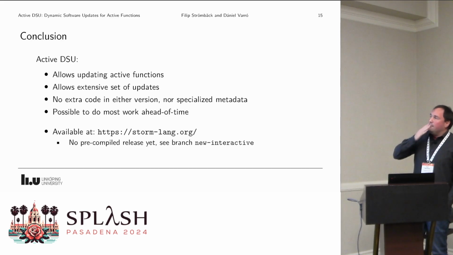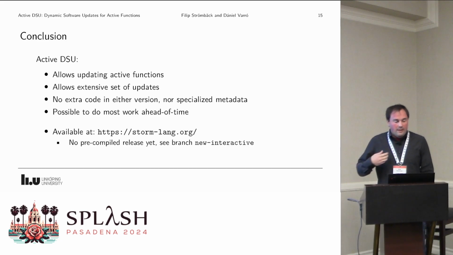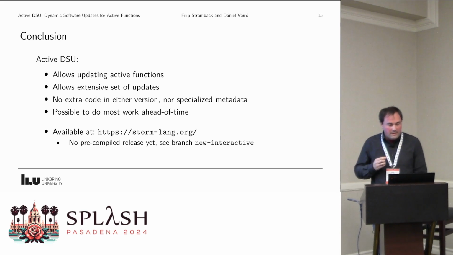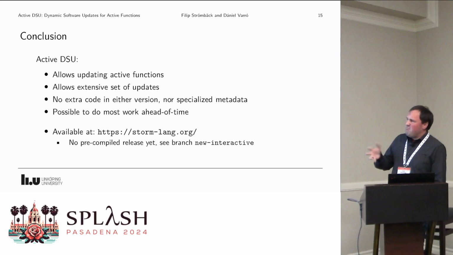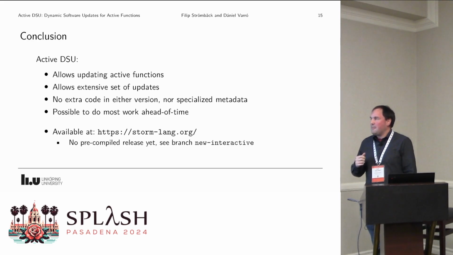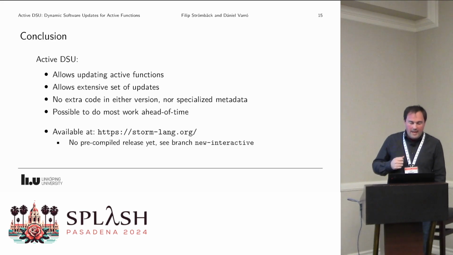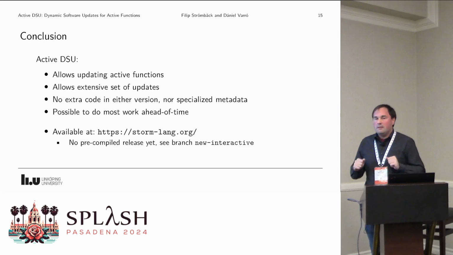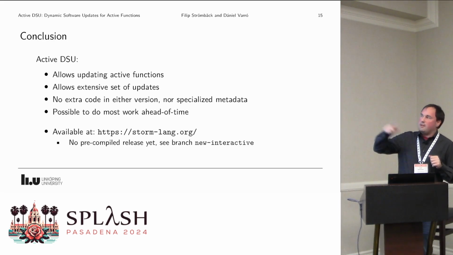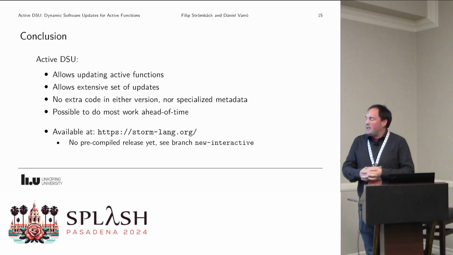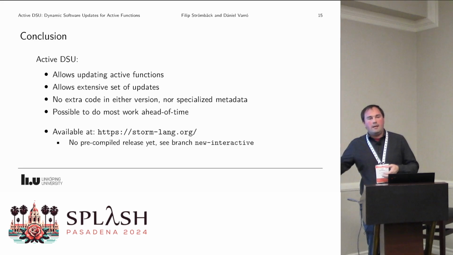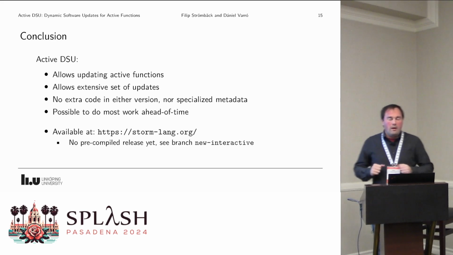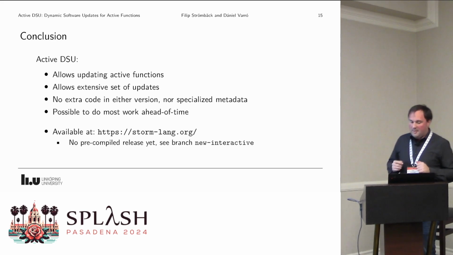So to conclude this idea of Active DSU, we can update active functions. We can do quite a lot of things, and it opens up for exploration. We can do quite interesting things in this space. And I don't need extra code in either version, so the steady state execution is not impacted. The only cost is when we actually shift between these versions. And we can even do quite a lot of this ahead of time. I don't have to have all the implementation in the live system. And some details on exactly what needs to be done are in the paper.